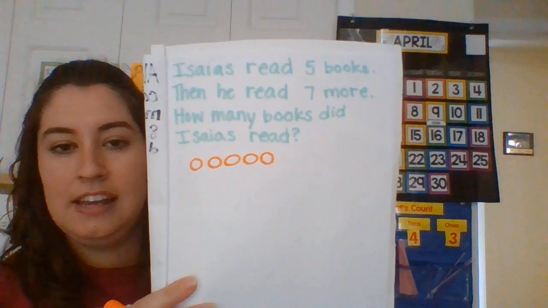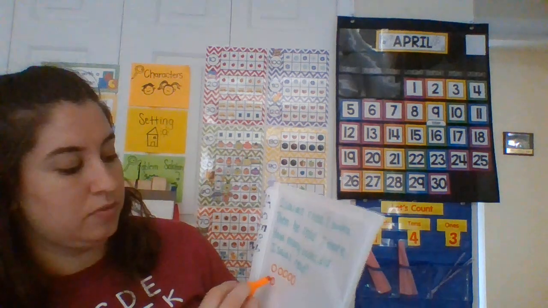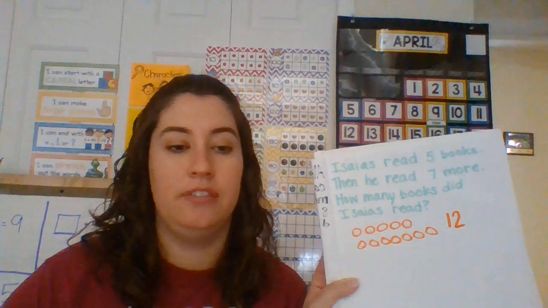So he read 5 books. So I'm going to draw 5 circles real fast. And then he read how many more? 7 more. How many books did he read altogether? 1, 2, 3, 4, 5, 6, 7, 8, 9, 10, 11, 12. He read 12 books altogether.